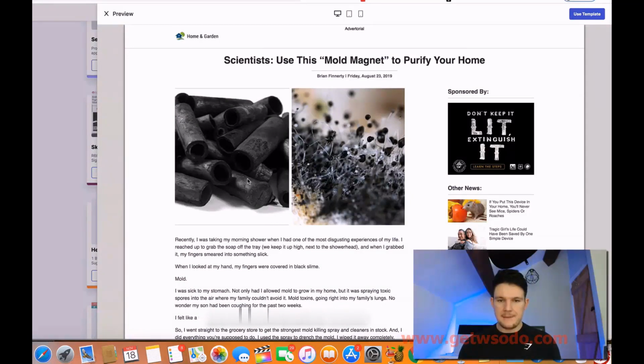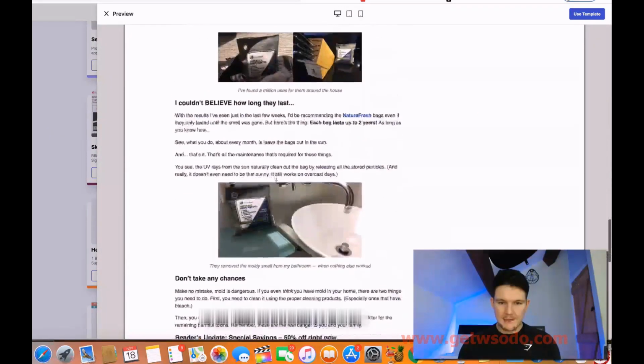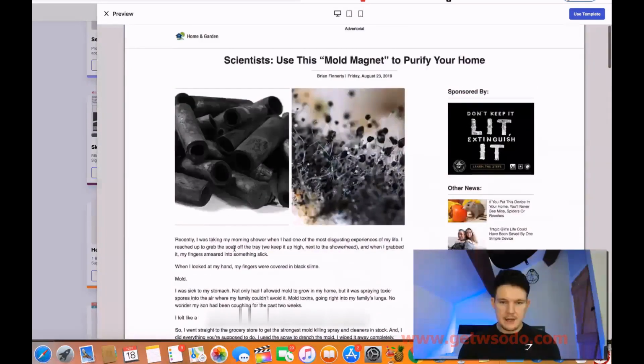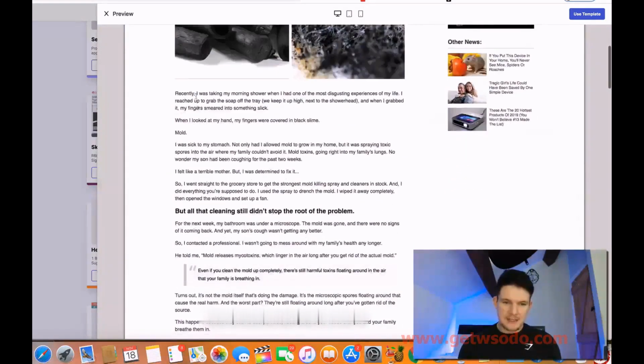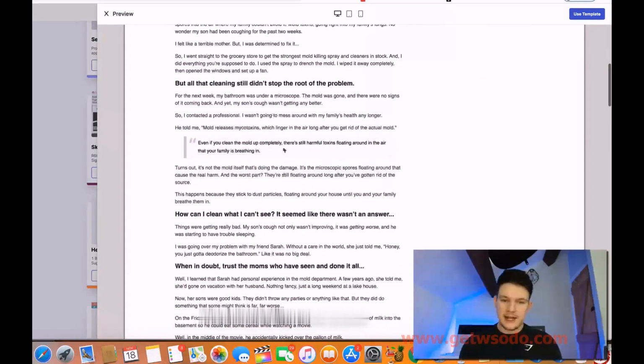So this says advertorial at the top, and it's about a product which gets rid of mold, a little bag thing, an air purifier product. But the way it's been written out, it's less sensationalized and less like a news story. It's like, recently I was taking my morning shower when I had one of the most disgusting experiences in my life. I reached up to grab the soap, and it's more of a story style blog, which also works well with native ads.